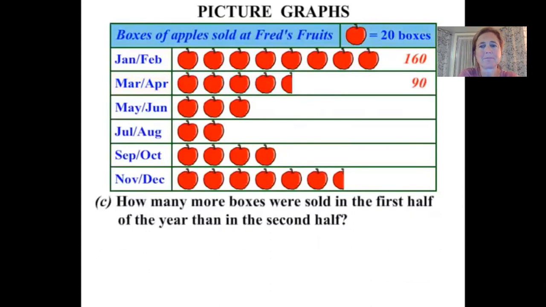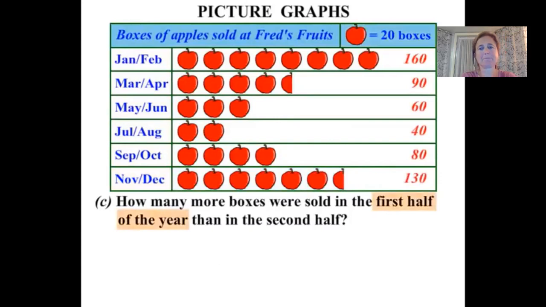How many more boxes were sold in the first half of the year than in the second half? Well, let's work out firstly the rest of the periods, okay? In May, June, each apple, don't forget, 20 boxes, 20, 40, 60. Let's write that down. In July, August, 20, 40. Okay, so let's write the 40 down. September, October, 20, 40, 60, 80. So let's write the 80. And November, December, 20, 40, 60, 80, 100, 120. And then half an apple, that's worth 10 boxes. So 120 plus 10 is 130.